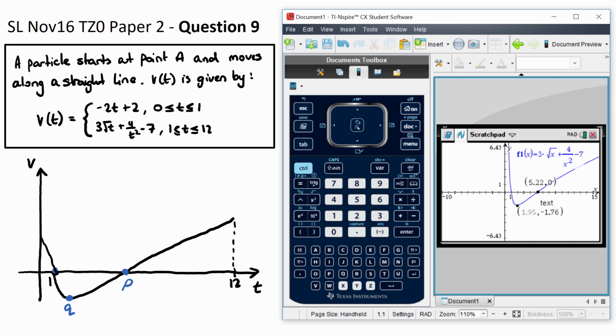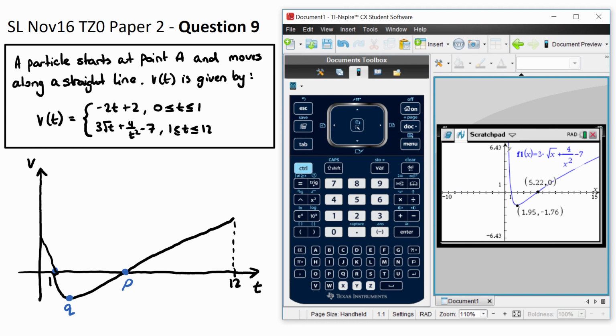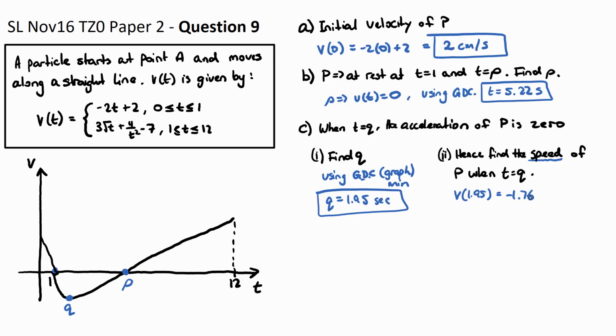So I'm going to write down that the velocity at 1.95 equals negative 1.76. This is centimeters per second. So therefore, the speed is equal to positive 1.76 centimeters per second. So it's very important you know the difference between speed and velocity. Okay, that's the answer to part C.